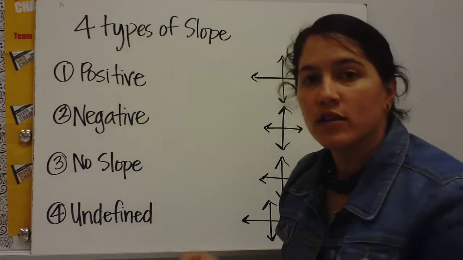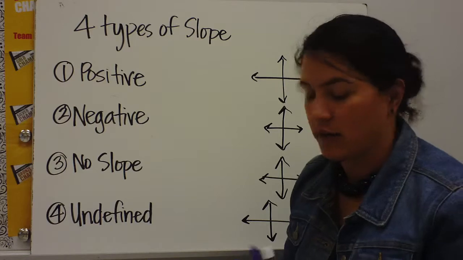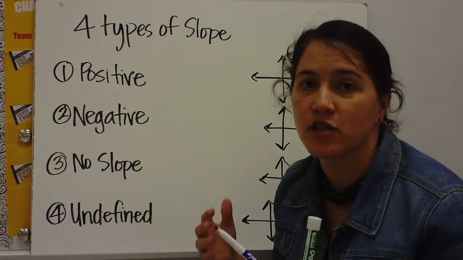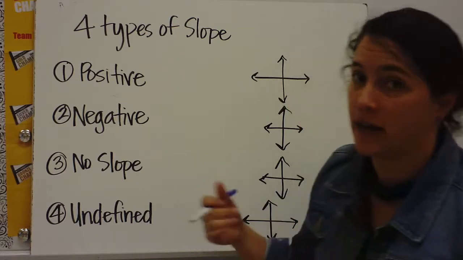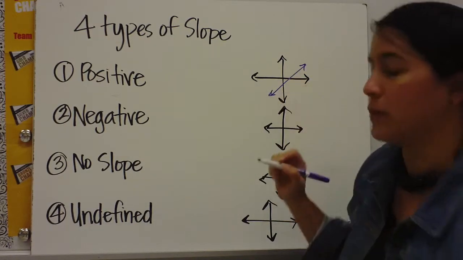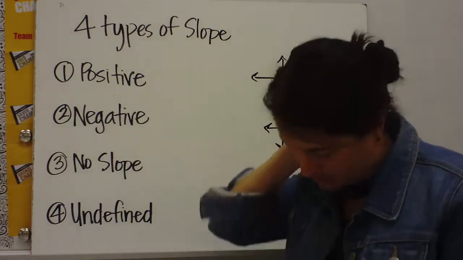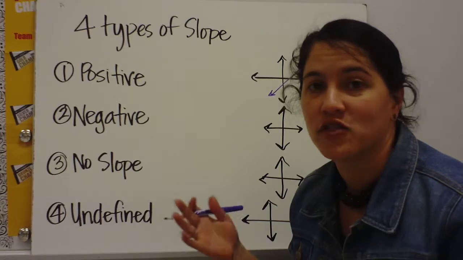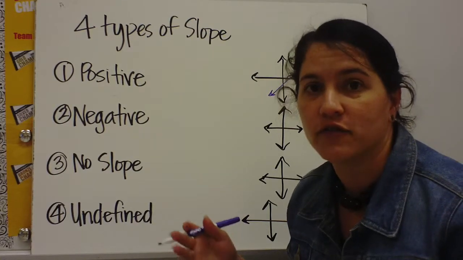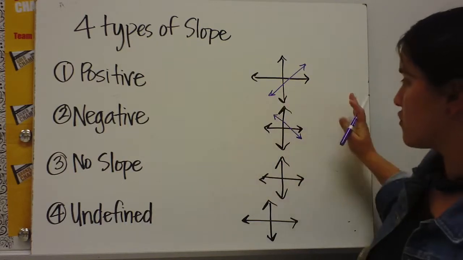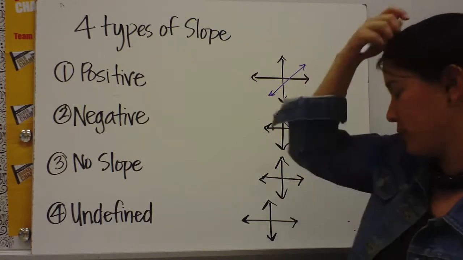So there are 4 types of slopes that we're going to talk about, and the first type of slope is a positive slope. And if you have a positive slope, that means your line is just going in a positive direction. So something like this is a positive slope. A negative slope is going in a negative direction from left to right. We're always talking about from left to right, so it's going to go down from left to right. This would be a negative slope.